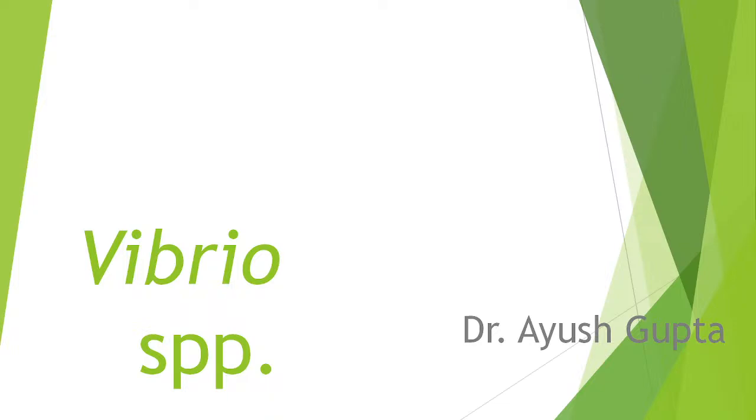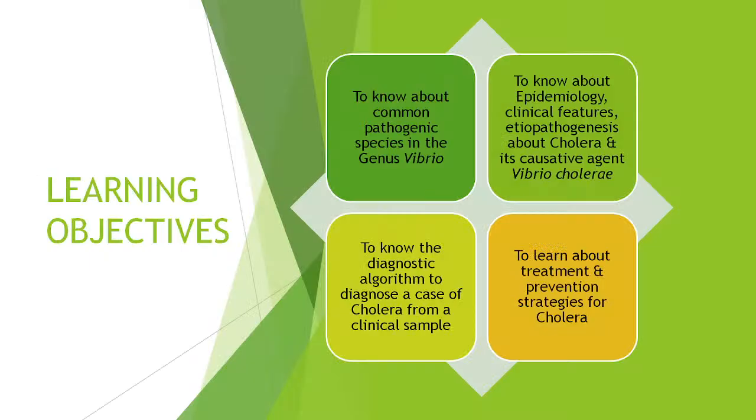So we learn about the manifestation. What you have to know after this lecture is what are the common pathogenic species in the genus Vibrio, what are the epidemiology, clinical features, etiopathogenesis of cholera and its causative agent, Vibrio cholerae. What is the diagnostic algorithm for cholera? How to diagnose a case of cholera from a clinical sample? And the fourth is to learn about the treatment and prevention strategies for cholera.